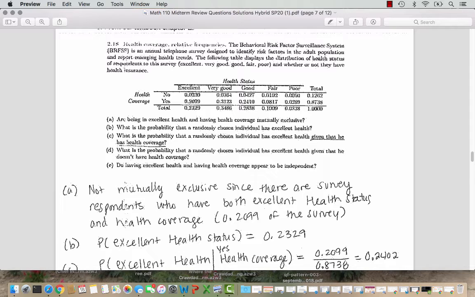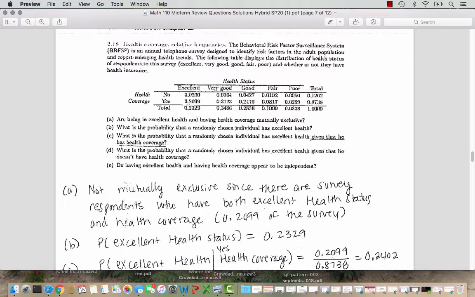Question B asks, what is the probability that a randomly chosen individual has excellent health? So that's a marginal probability. We add up everybody in the excellent health status column, and that is 0.2329. I don't have to do any division here because this is a relative frequency table, so all the cells inside the table have already been divided by the total, so our total is 1.